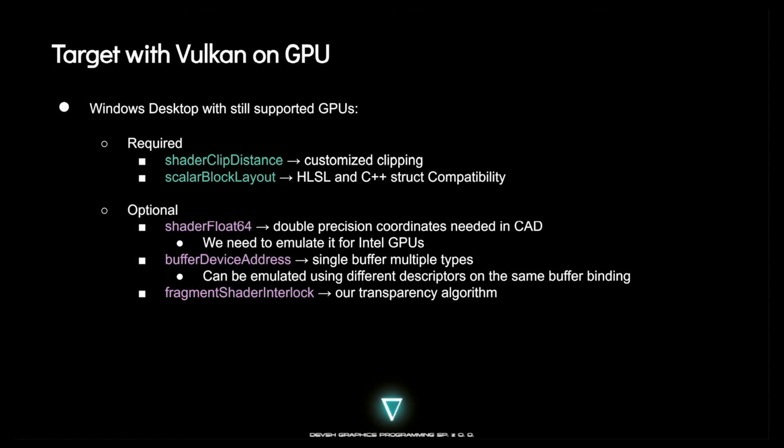And we're targeting Windows desktop with GPUs supporting the following Vulkan features: shader clip distance for customized clipping, scalar block layout for HLSL C++ struct compatibility, shader float 64 because we need to work with double precision coordinates in CAD, but this feature is unfortunately not available on Intel GPUs, so we need to emulate when this feature is not present. Buffer device address, so we can have a single buffer to store data with multiple types. It can be emulated using different descriptors on the same binding, so it's optional. Fragment shader interlock for a transparency algorithm explained later in this talk.